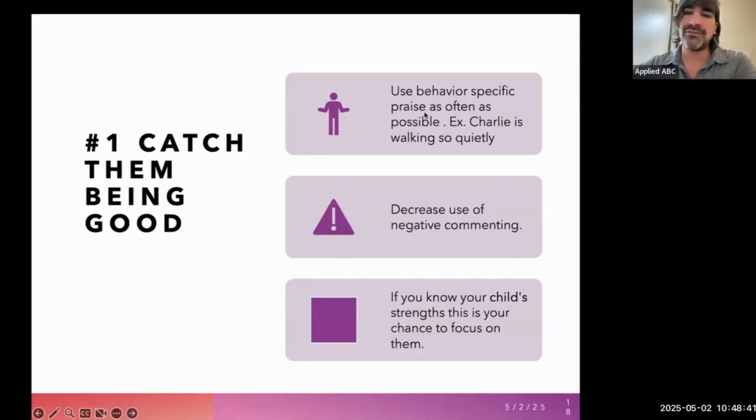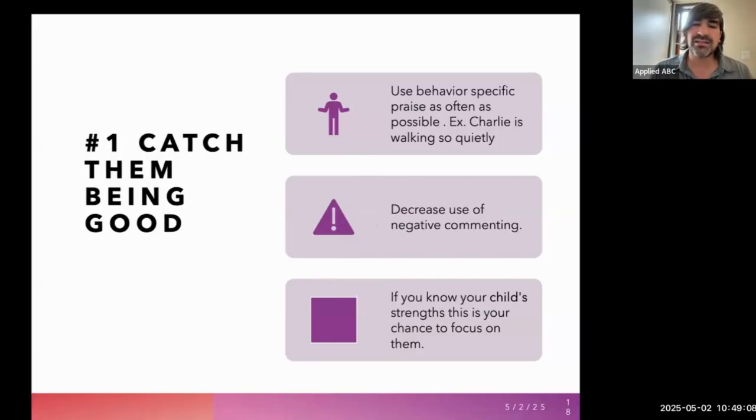So, behavior specific praise as often as possible. Oh, look, Charlie is walking so quietly. That's different than seeing Charlie walking quietly and going, good job, because good job doesn't make very clear what it is we like about what Charlie's doing. Decrease the use of negative commenting. We want to use our language to show this is what we want to see more of.